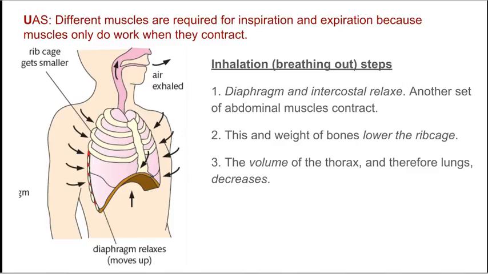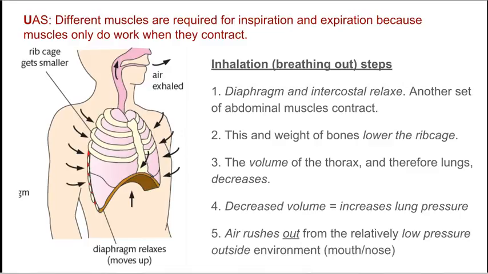So the volume of the thorax and therefore the lungs decreases, and as you can imagine, as it decreases, the lung pressure increases. So now you have high pressure inside the lungs and relatively low pressure outside the lungs, and air rushes out to the outside environment. So this is what causes us to breathe out. So ventilation is this process of one, inspiration, and two, expiration, all driven by muscles and the weight of our rib cage, and all reliant on this inverse relationship between pressure and volume. So please watch this a number of times to understand this concept. It's a very important one and it's often asked on exams.